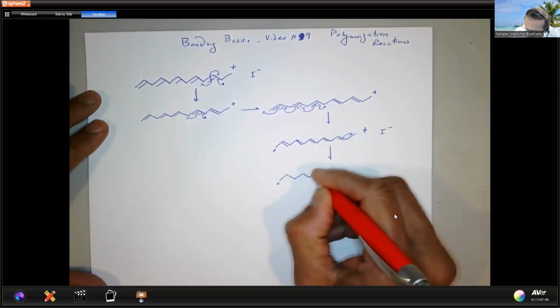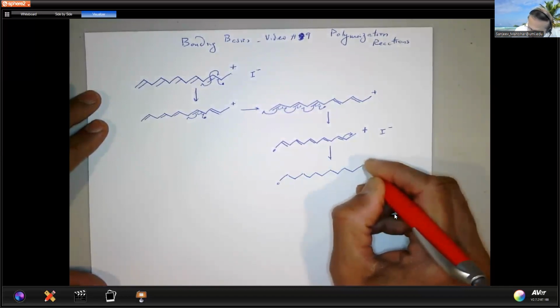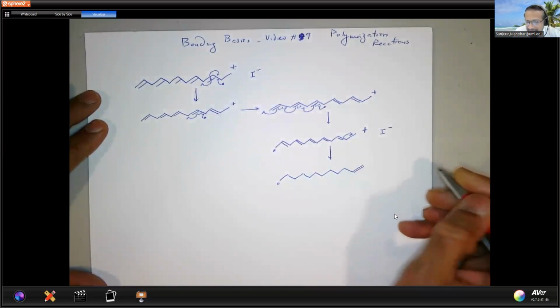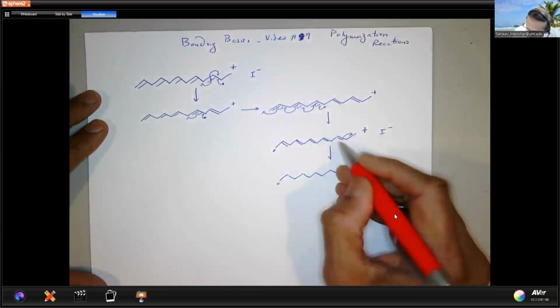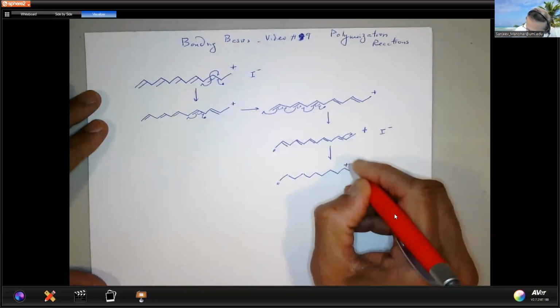1, 2, 4, 6, 8, 10, 12, right? So what happens here? It's a double bond at the end, right? And because this is windshield wipered here, this becomes positively charged, right?